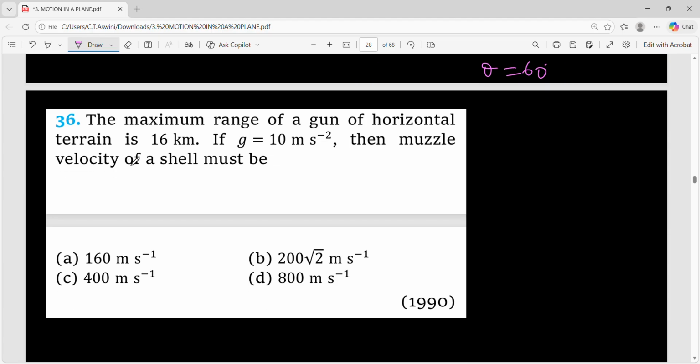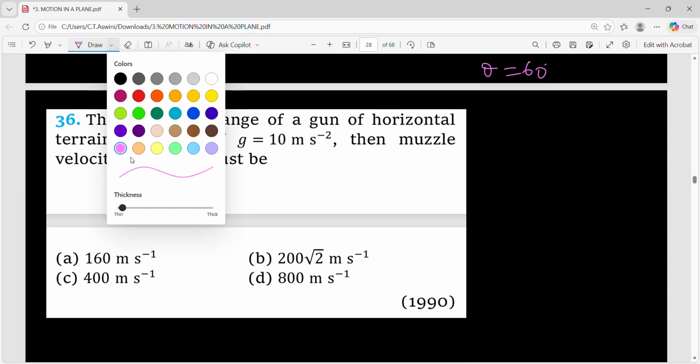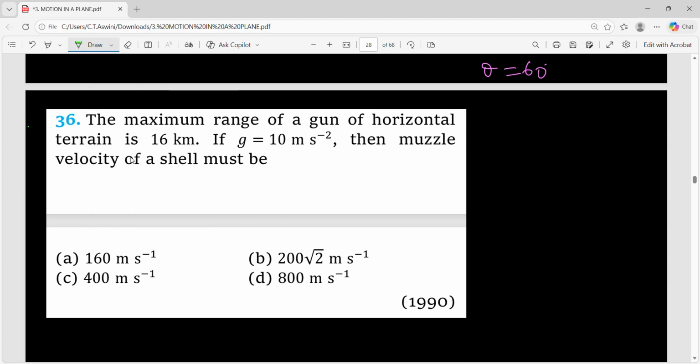The maximum range of a gun on horizontal terrain. So maximum range is given as 16 kilometers. What is maximum range first of all? It is u square upon g, and this was given as 16 kilometers. That means 16 into 10 power 3. G value is 10. Then the muzzle velocity of the shell. Muzzle velocity means initial velocity. So everything is ready. Just simplify.